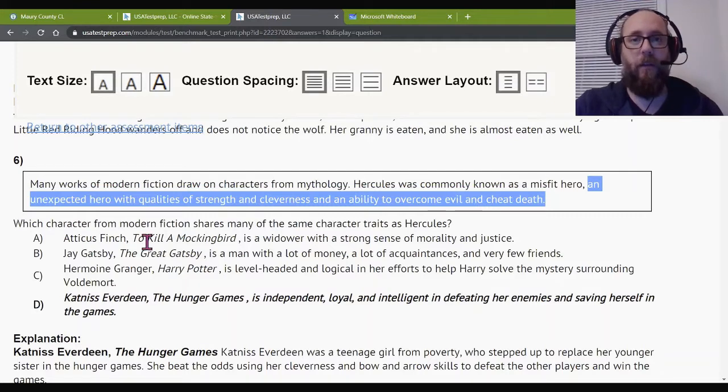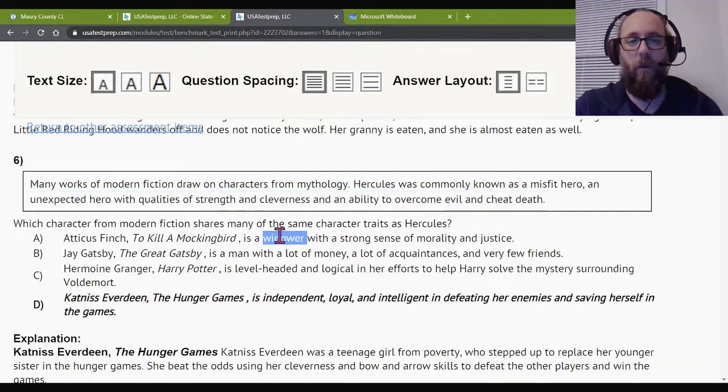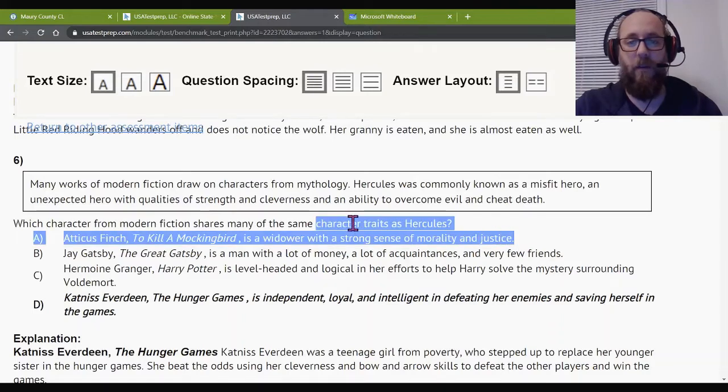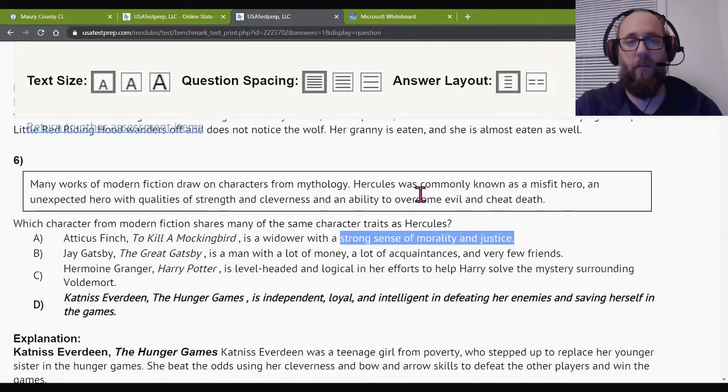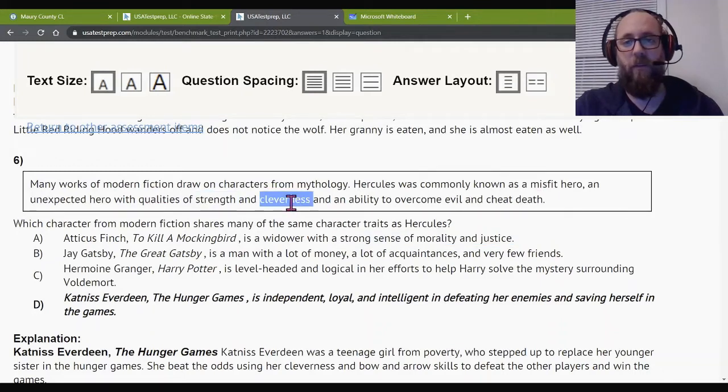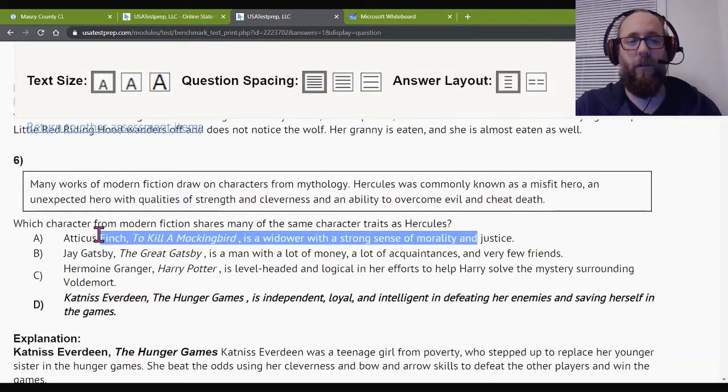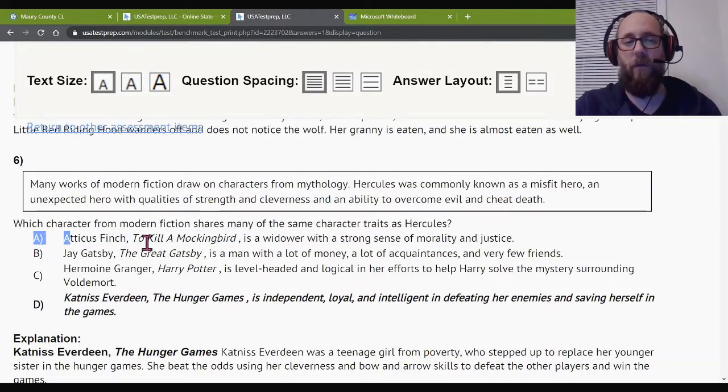Atticus Finch. I don't know who that is. Okay, just read it. Is a widower. I don't know what that is. Do you see a word that's hidden in there? Yeah, the word widow. So maybe it has to do with being a widow, maybe losing a husband, losing a wife. So it was a widower with a strong sense of morality and justice. Is this list of things similar to this list of things? Strength, cleverness, overcoming evil, cheating death, morality, and justice. Maybe the justice part, but not so much on all the rest of this. So I'm probably going to eliminate this one.